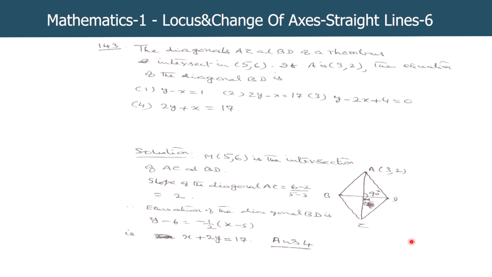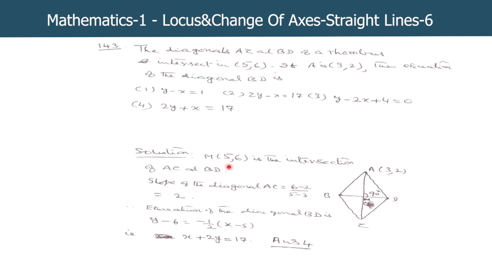143. The diagonals AC and BD of a rhombus intersect in (5, 6). If A is (3, 2), then the equation of the diagonal BD is (1) y - x = 1, (2) 2y - x = 17, (3) y - 2x + 4 = 0 and (4) 2y + x = 17.